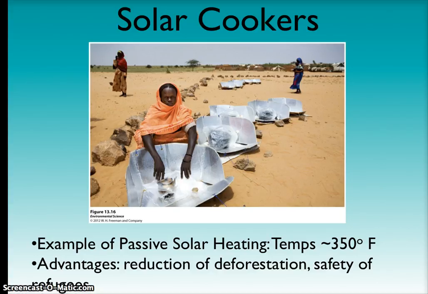They can reduce deforestation, so really reduce the amount of wood that's needed to cook. And then also in terms of safety of refugees. This picture is from a refugee camp in Chad, and using the solar cooker reduces the need for these refugees to travel outside the camp. So that helps the refugees in terms of being able to provide food for themselves and not have to jeopardize their safety.